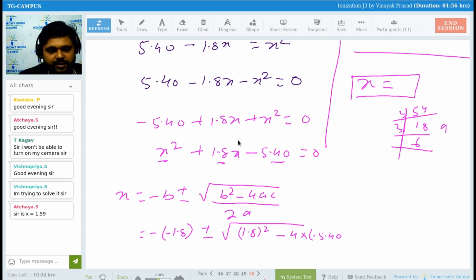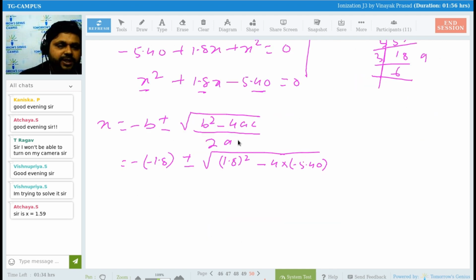What will I take for C? B square minus 4a. Yes, A is what? 1. Yes, sir. And C is what? Yes, so we have to multiply only this one, right? 2, sir. Yeah, and by 2a. What is the value for A then? The value of A is 1 only. So we will be dividing it by 2 into 1, right?